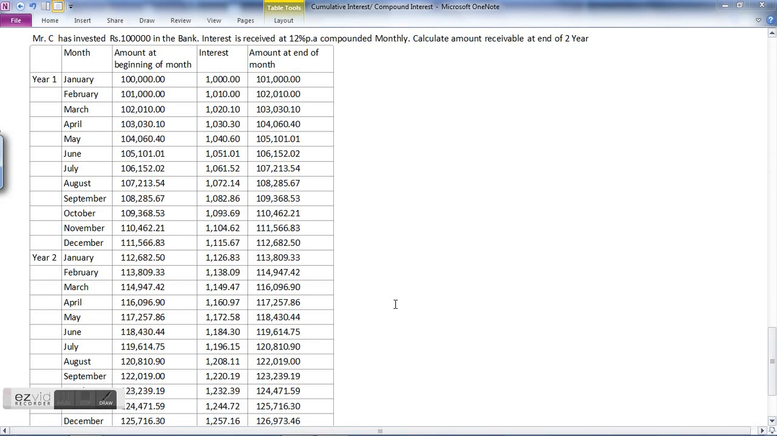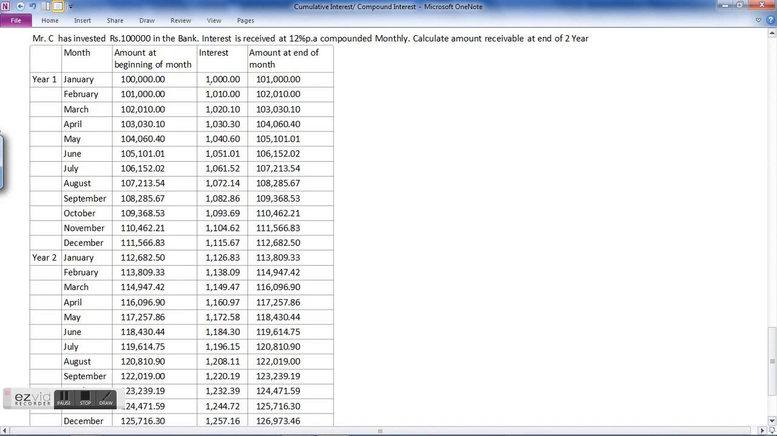Now this is the same example wherein the interest is compounded monthly. So amount at the end of the 2 years has been calculated. You can see the month, amount at the beginning of the month, then the interest. Now this interest is calculated how? That is 1 lakh into 12% interest. So 1 lakh into 12 by 100, that is the interest for the entire year. We need to calculate it monthly since the interest is compounded monthly. So into 1 by 12, so that comes to 1000.